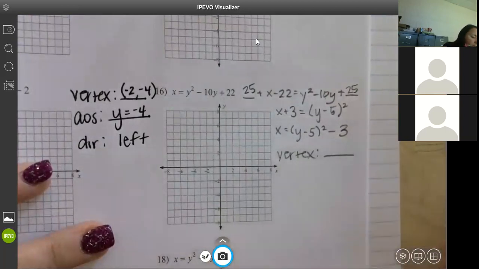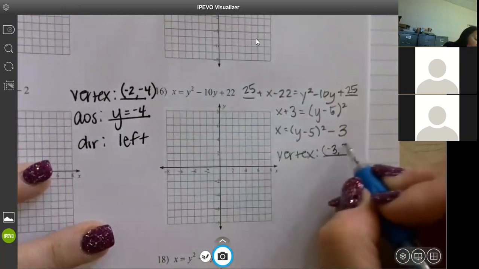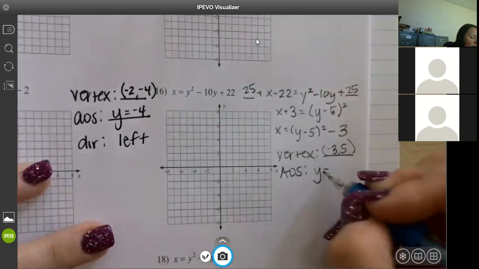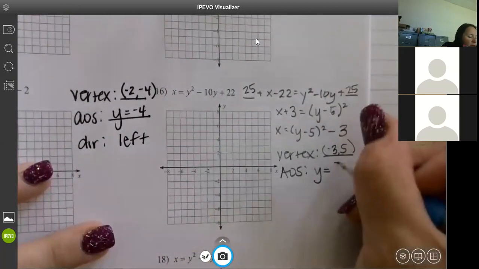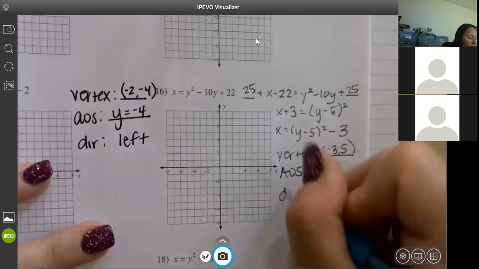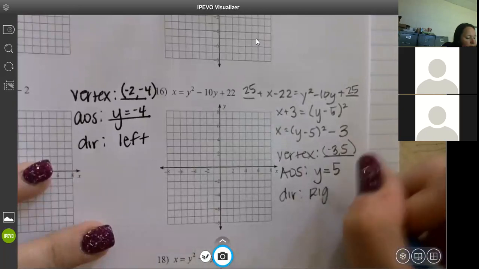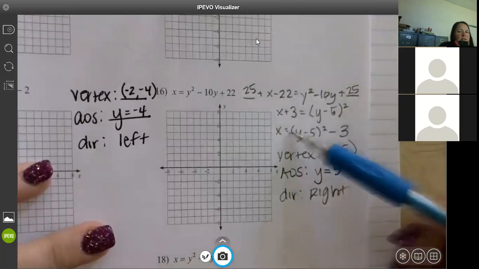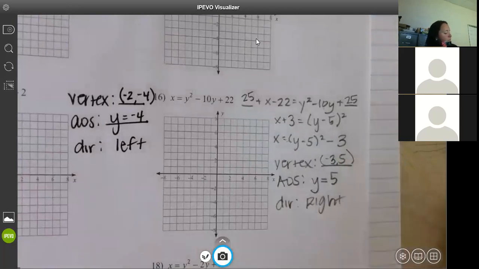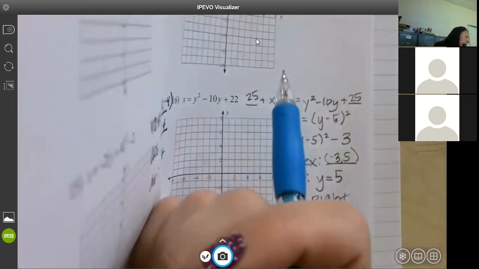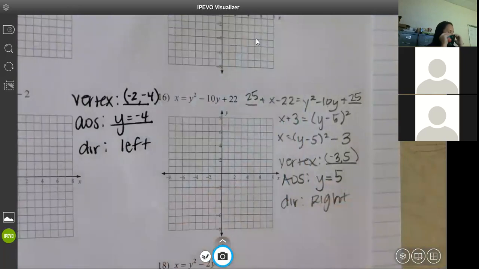What's your vertex? -3, +5. Axis of symmetry, since it's x equals, this one will be y equals, and your y coordinate is 5. And what's your direction? And again, it's right because it's positive in front of that. That's pretty much it, guys. We're good. Let's do 17. We're not going to do many more of these. Let's do 3 more, 17 and then 19 and 20 because they're fractions, just to get fractions in there one more time.